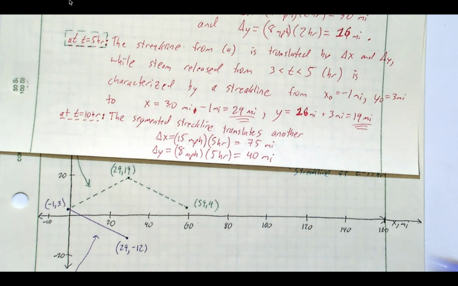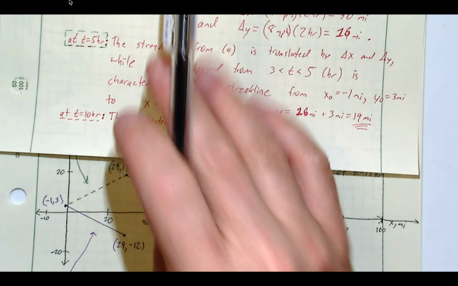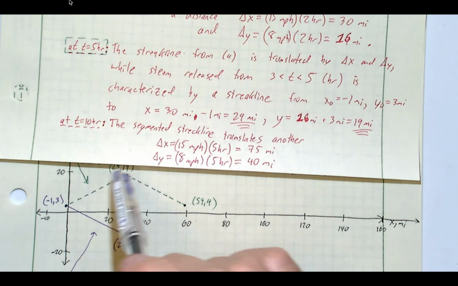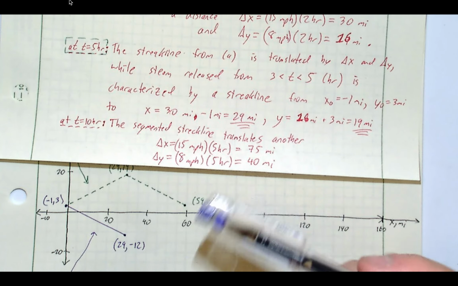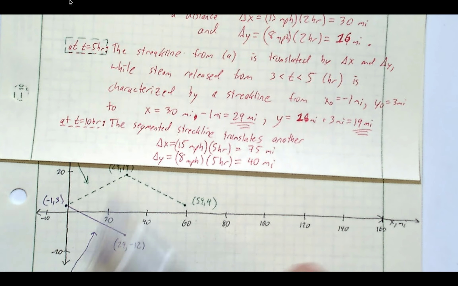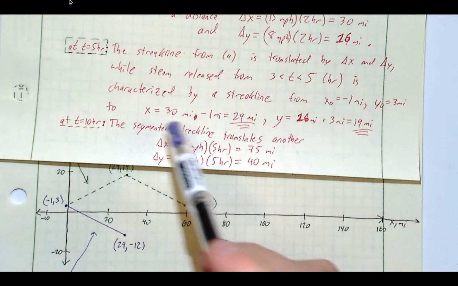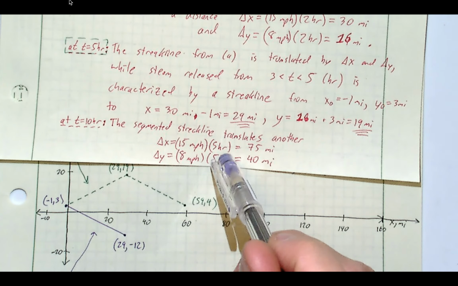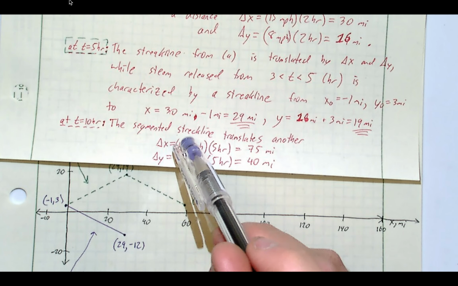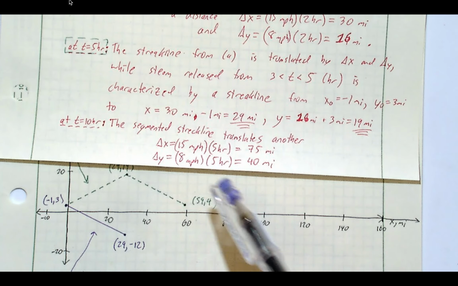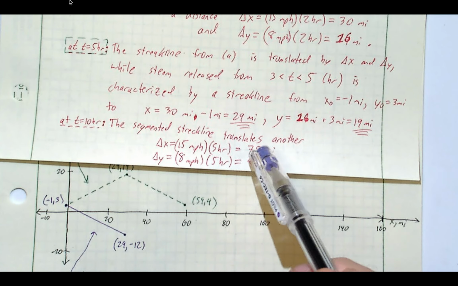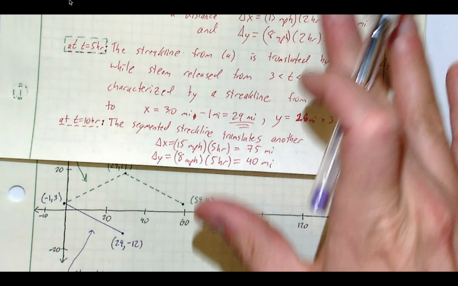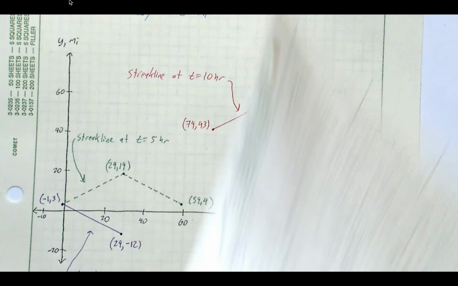Okay? Now, at t equals 10 hours, which is what we really asked here in this second part, this segmented or piecewise streak line translates another. We're not releasing any additional steam for this now 5 to 10 hours. Instead, this whole bit now translates an additional 5 hours in time at that velocity field, 15 miles per hour to the east, 8 miles per hour to the north. So our new delta x will be 75 and delta y 40, and that gets added on to what we already have here. Okay, and so you'll see that here in red.